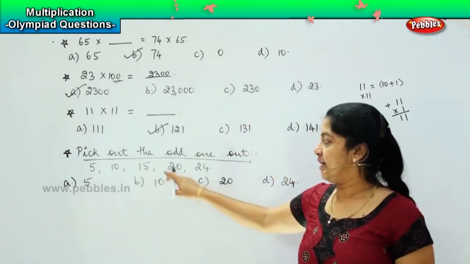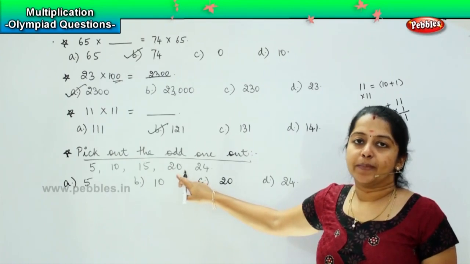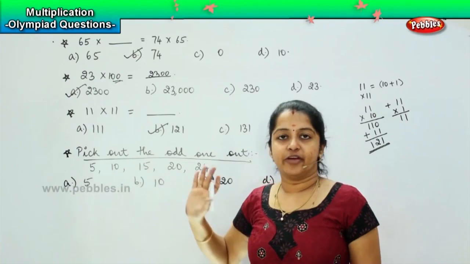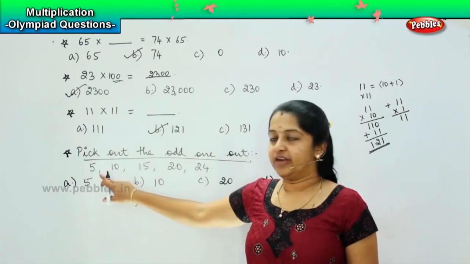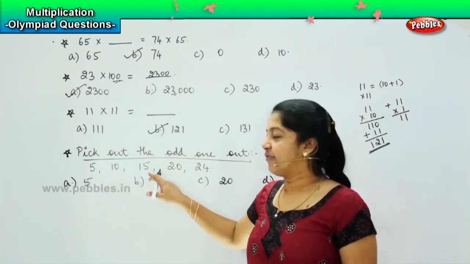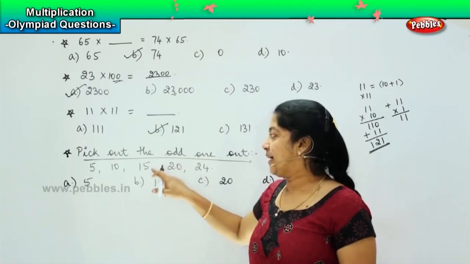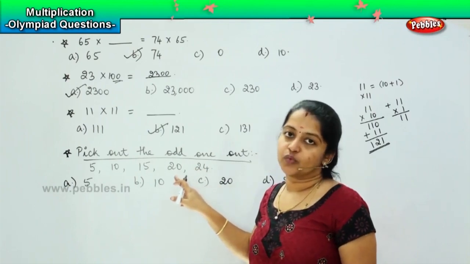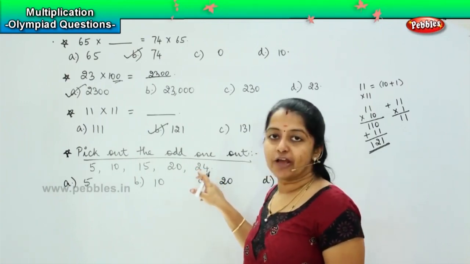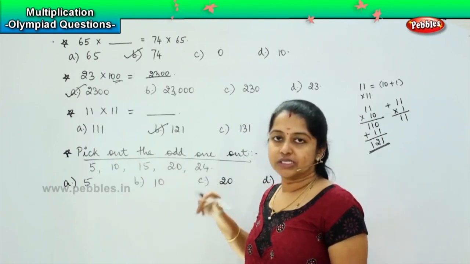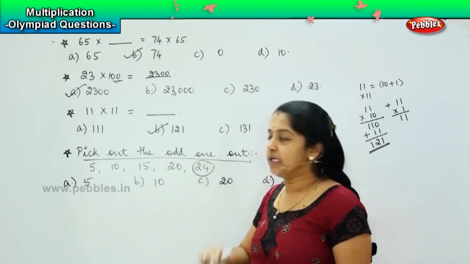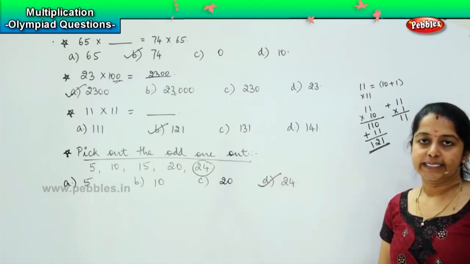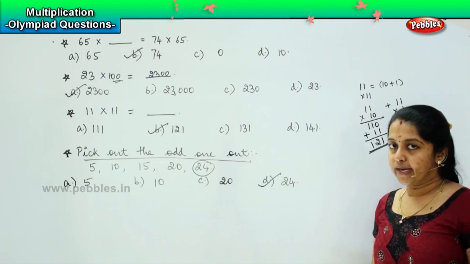5, 10, 15, 20. So here it is going with the multiples of 5, right? So each of them has a gap of 5 in between. Between 10 and 5, it is 5. Between 10 and 15, it's 5. Between 20 and 15, again 5. Between 24 and 20, it's 4. So which means that here it should have been 25 in order to follow the series. So this is the odd one out. Where can you find 24? Option D. Clear? Shall we move ahead?